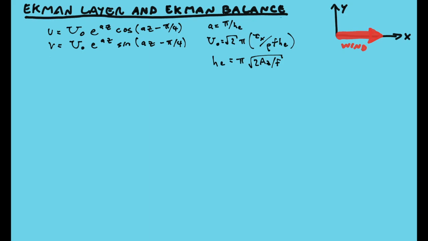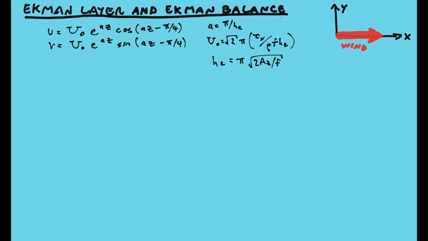Let's look at how the depth varying velocity solution for flow in an Ekman layer satisfies the Ekman balance. For that, I've already written the U and V that are the Ekman spiral. So U is U naught times e to the az cosine az minus pi over 4. And V is almost the same, except it's a sine instead of a cosine. And the A is defined as pi divided by HE, where HE is the Ekman depth, and that's given below.